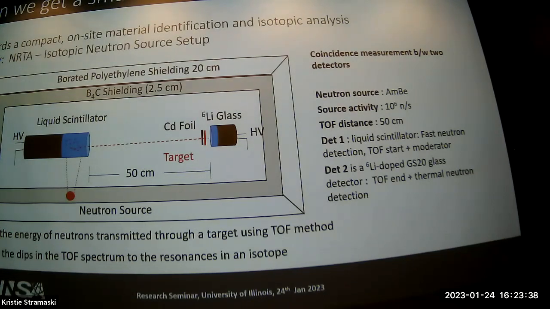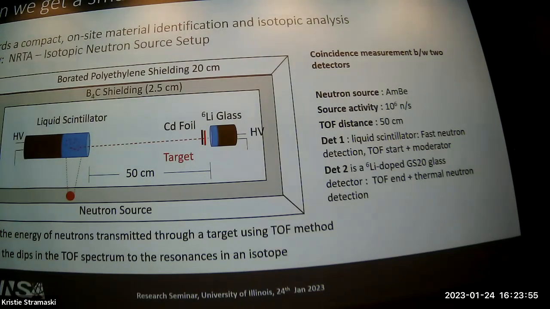Here, the source is a continuous emitter of neutrons. How do you get the time zero for your time of flight? For that, we are using a liquid scintillator that gives us time zero. And it also acts as a moderator because it has hydrogen in it.